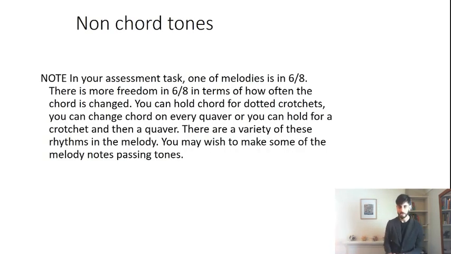So when it comes to non-chord tones, all the examples we've looked at have been in simple time, so 4/4 mainly. However, note that one of your assessment tasks is in 6/8, and I just wanted to flag the fact that in 6/8 there's a little bit more freedom because we have dotted crotchet notes, we have crotchets and then quavers, or we have 3 quavers, and it's your choice about whether you want some of those quavers to be passing notes, whether you want to change chord on every note, or whether you want to have a chord across an entire beat, which is a dotted crotchet.